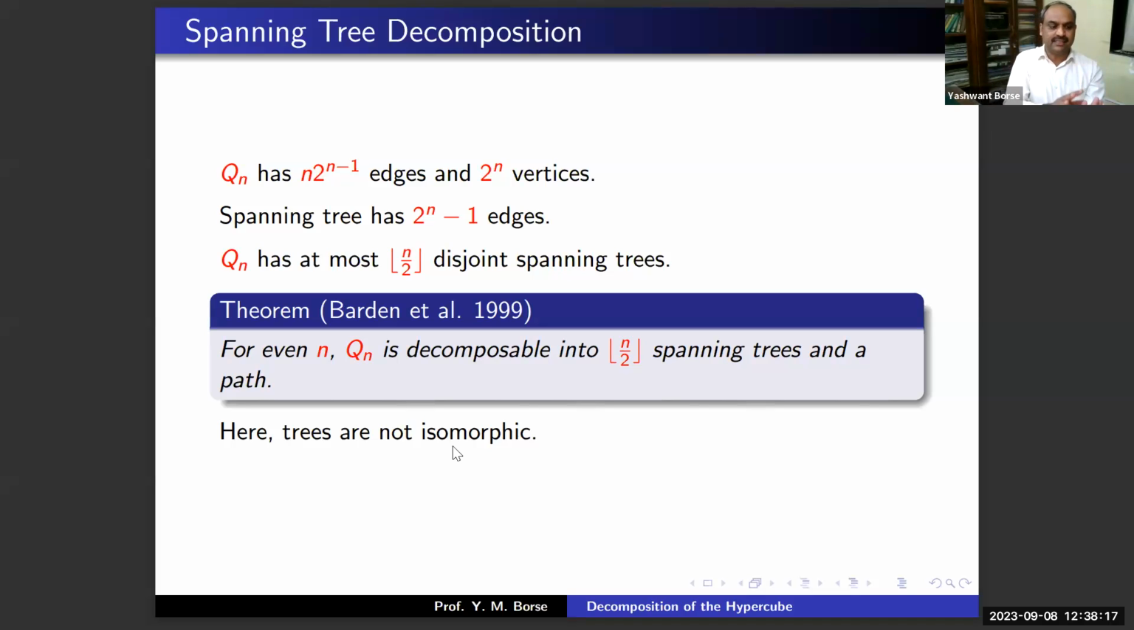These are the three major theorems: one about trees with n edges, one about 2 raised to n minus 1 edges, and one about spanning trees. Right? So the decomposition of Qn into trees of size different from this is completely open.